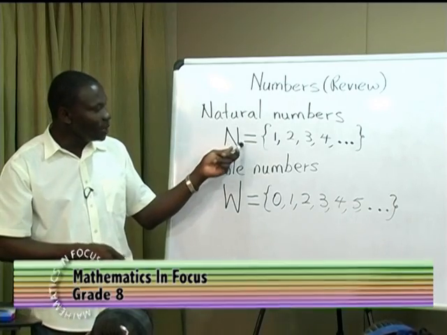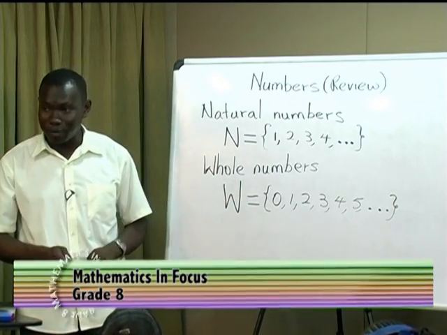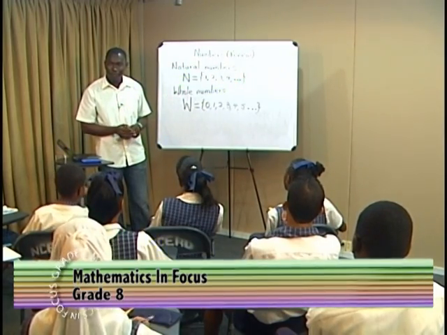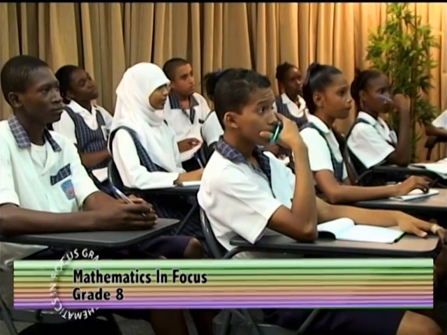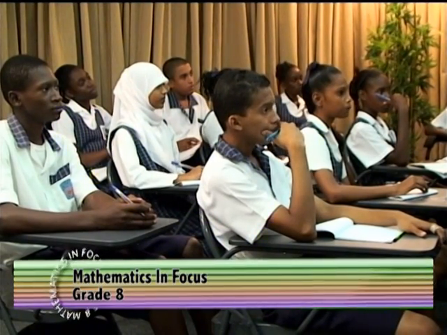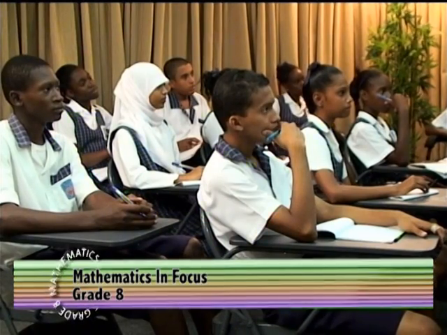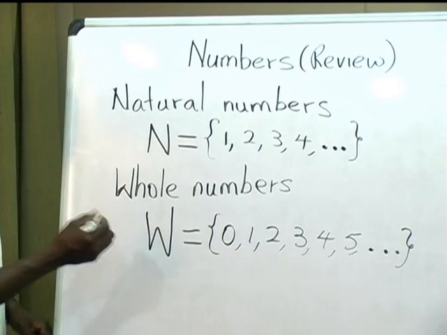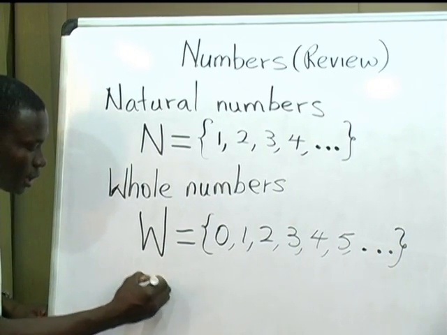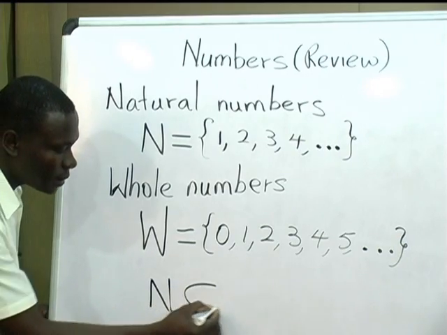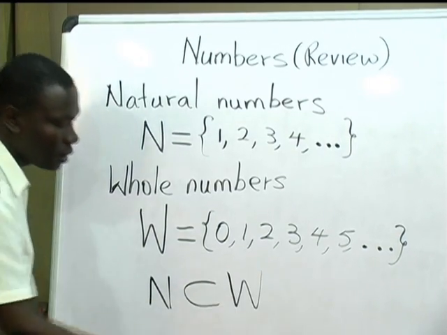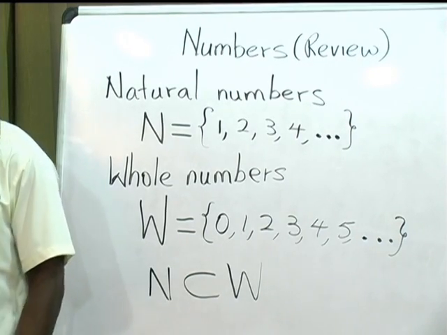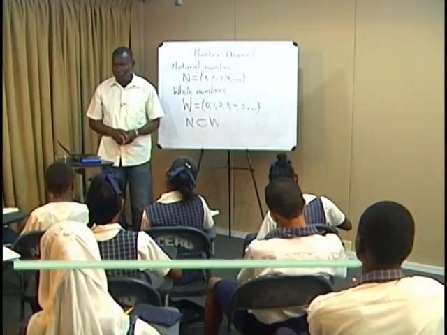If all the elements in this set can be found in the set of whole numbers, what is the relation between these two sets? All the elements of this set can be found in this one here. So what do we call this set in relation to this one? Subset. Very good. So we can say that N is a subset of W. The natural numbers form a subset of whole numbers. Is that clear?